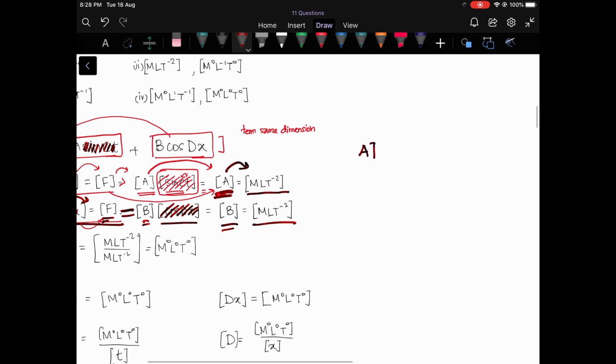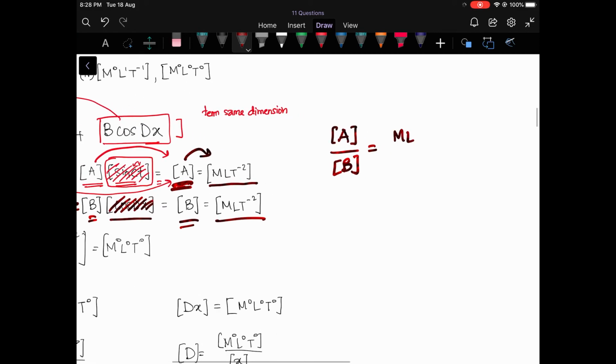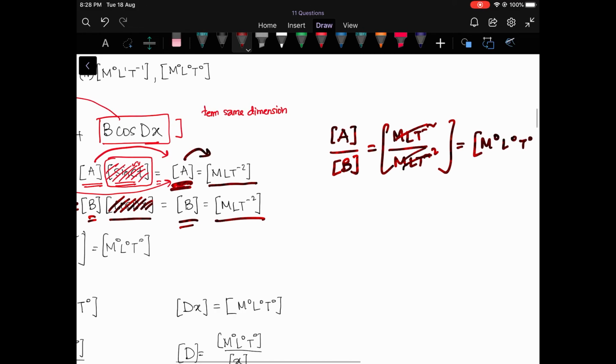So I can take the dimension of a and divide by the dimension of b, because one part of the question is asking about the dimension of a by b. When I do that, I get MLT^-2 divided by MLT^-2. You can see they are the same, so they cancel, and we get simply M^0 L^0 T^0.